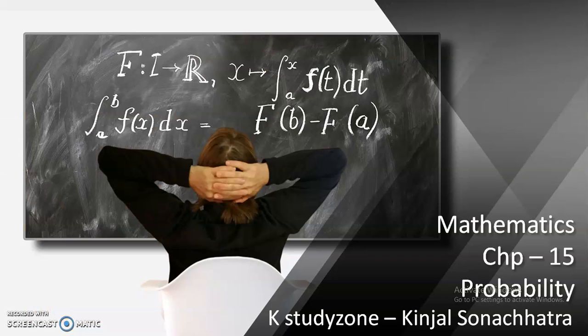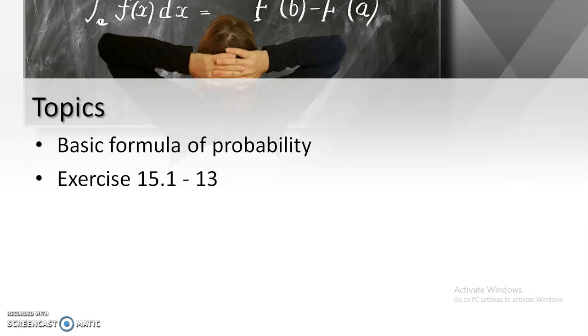This is the 25th tutorial of probability, chapter 15 of standard 9th. In the last session we discussed the 12th sum of probability in exercise 15.1, and in this session we will discuss the 13th sum from that. So don't waste time, let's go to the session. Today's topics are the basic formula of probability, and exercise 15.1, the 13th sum.